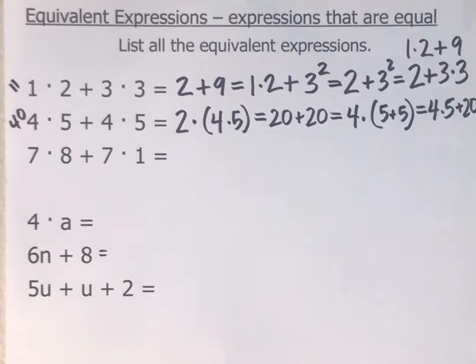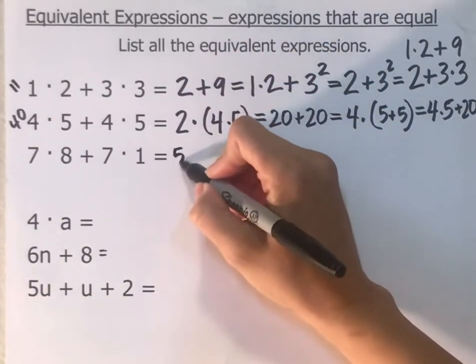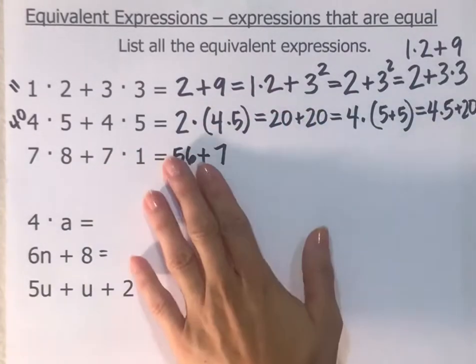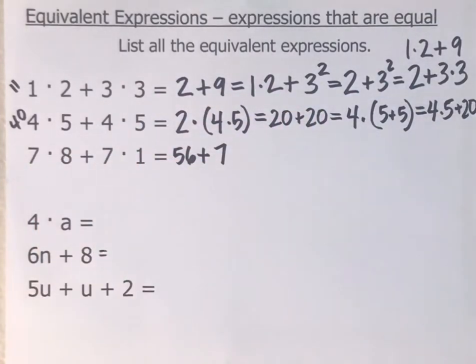Okay, let's do the simple one again. 8 times 7 is 56 plus 7 times 1 is 7. So that would equal that problem.